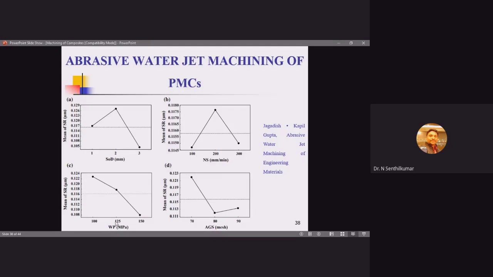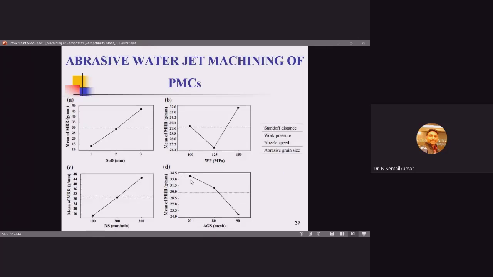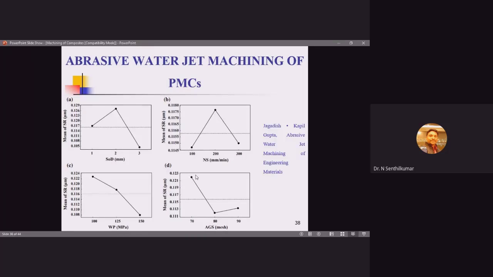So here you can see the water pressure. With increased water pressure, the surface roughness is good, because good machinability can be achieved. Then size. If the size is higher, here you can see higher material removed. If higher material is removed, then obviously the surface roughness will be higher in this case. But you can see the difference, 0.122, here 0.112, that's all. So that's microns only. So that's not a very bad surface roughness at all.